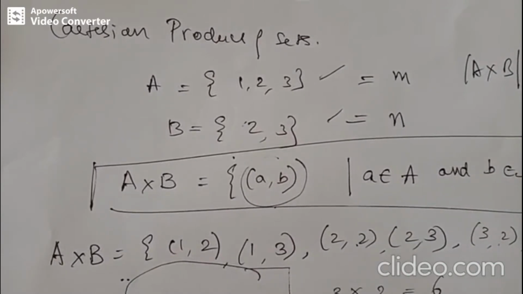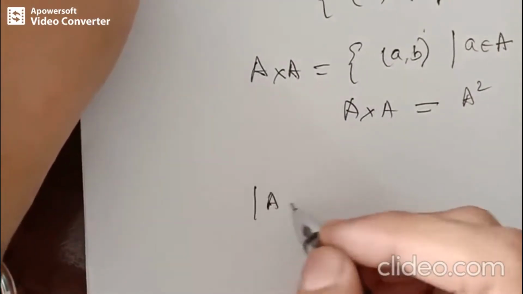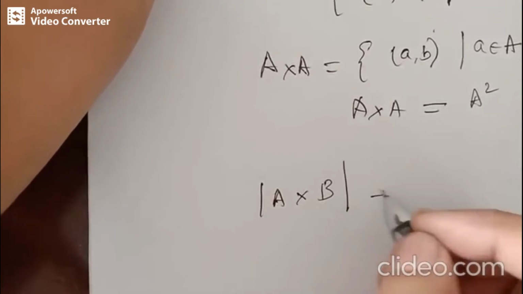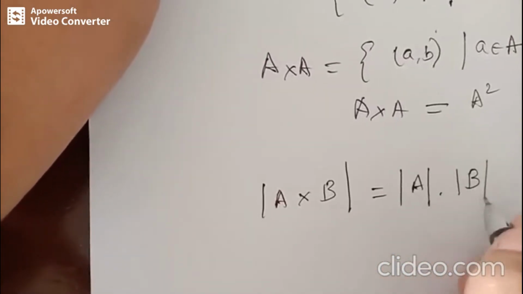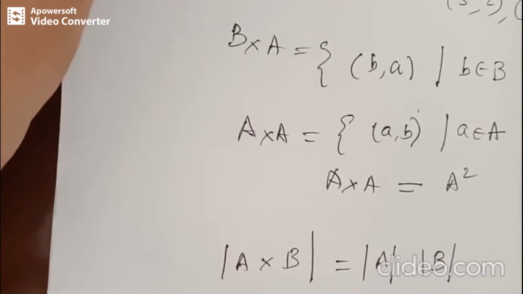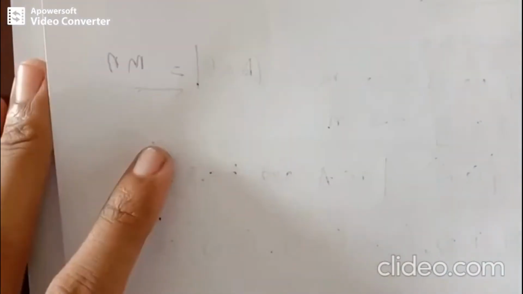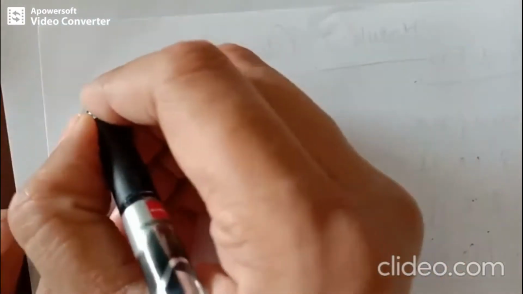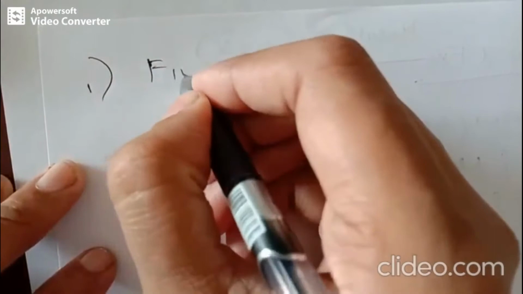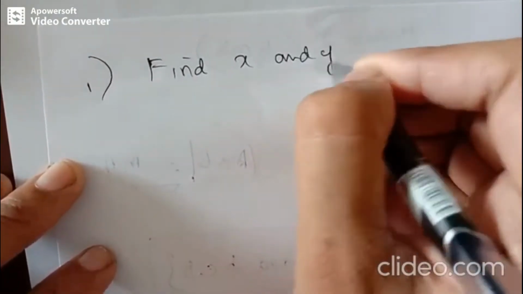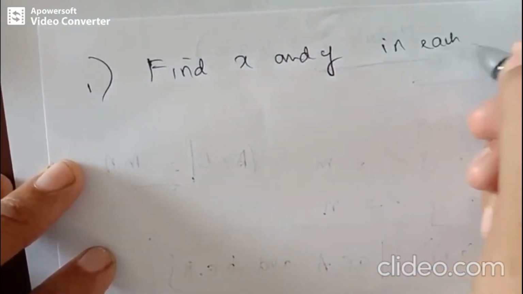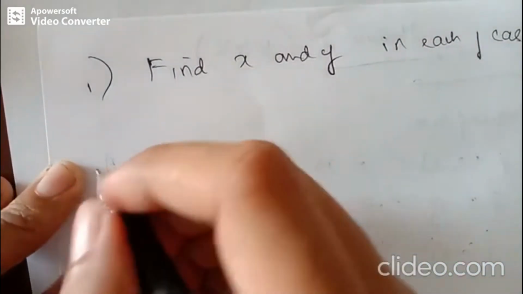Next, if A and B are finite sets, then modulus of A cross B is nothing but modulus of A into modulus of B. So let's take a particular problem. The question is, you have to find the value of x and y in each of the cases.